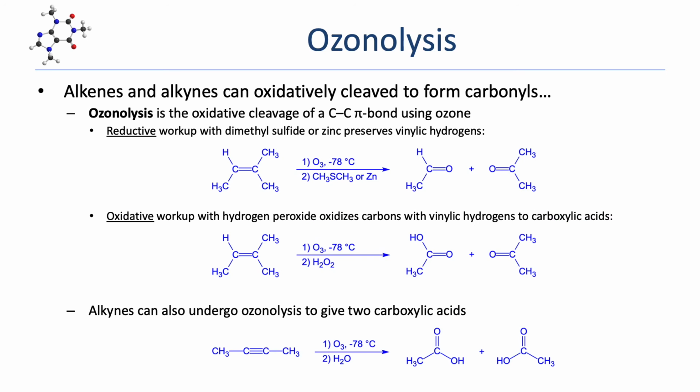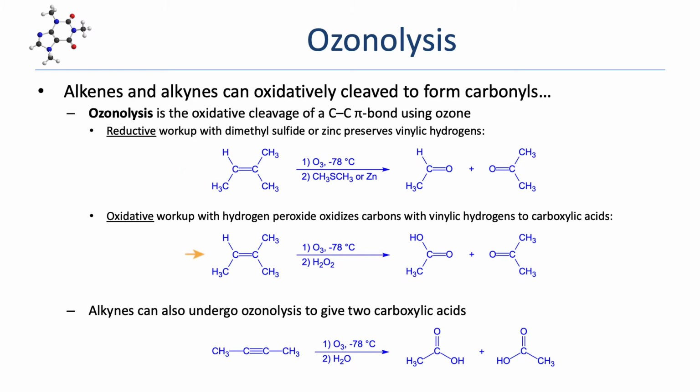Alkenes and alkynes can also be oxidized via ozonolysis. Ozonolysis is the oxidative cleavage of a carbon-carbon pi bond using ozone. Alkenes are typically cleaved into 2 carbonyls, and the specific products vary depending on the workup conditions used. The first example demonstrates a reductive workup with dimethyl sulfide or zinc metal. Under these conditions, vinyl hydrogens are preserved. In this case, the left carbon is oxidized to an aldehyde and the right carbon is oxidized to a ketone.